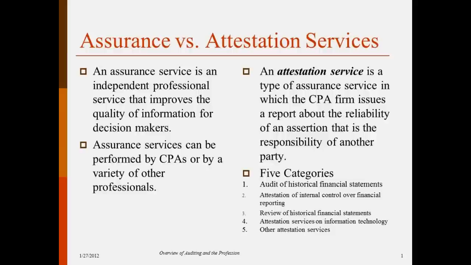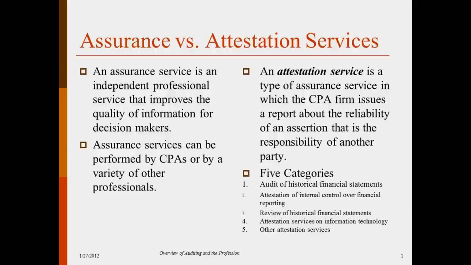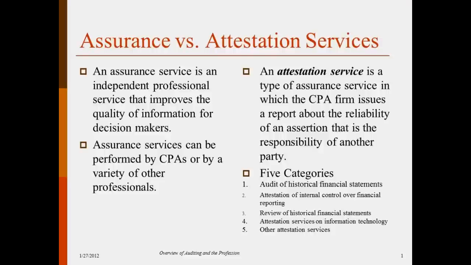There are five categories of attestation. One would be an audit of historical financial statements, which is what we're going to be covering in this course. Another is an attestation of internal controls over financial reporting, which we're also going to be covering in this course. The three others are reviews of historical financial statements, attestation services on information technology, and other types of attestation services.